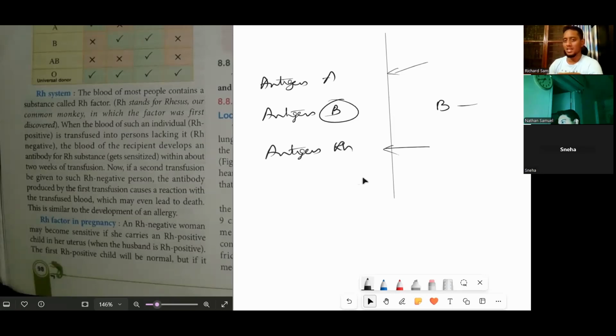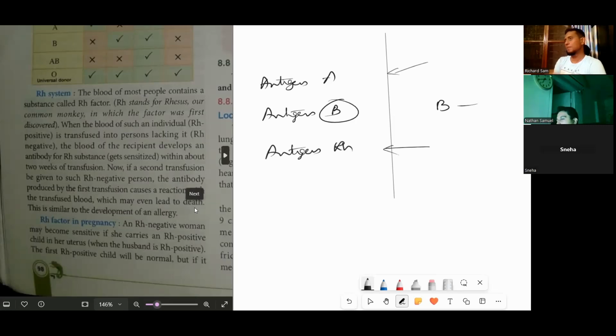I said it contains antibodies. No, it doesn't contain them, but antibodies will be produced if that antigen is introduced into that person's blood. Now that the antibody is there, it's waiting to fight against that blood. So if a second transfusion is given to that person, then the antibodies that were created will cause a reaction with the blood that was transfused, which can lead to death.